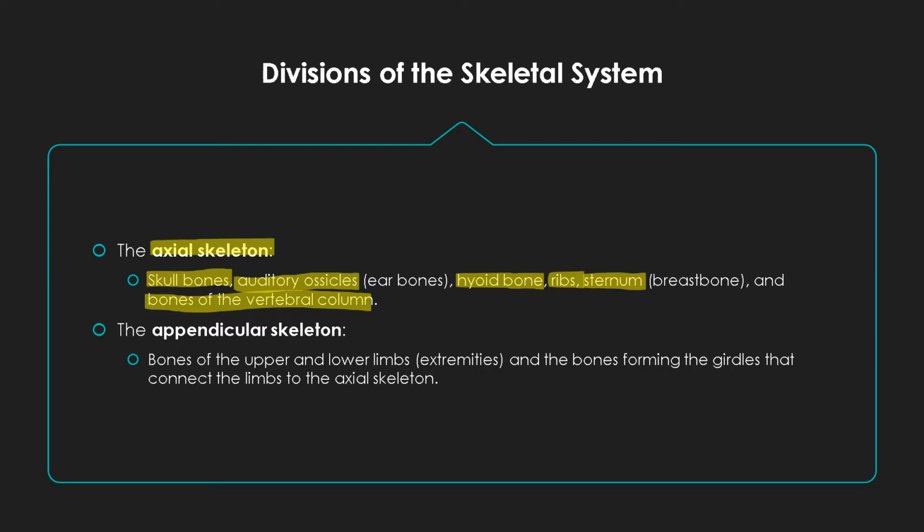Now the appendicular skeleton, on the other hand, consists of the bones of the upper and lower limbs, plus the bones that form the girdles that connect the limbs to the axial skeleton. So we're going to get the upper and lower limbs in the appendicular skeleton, and the bones that make the girdles, essentially the parts of the body that attach the upper and lower limbs to the axial skeleton.